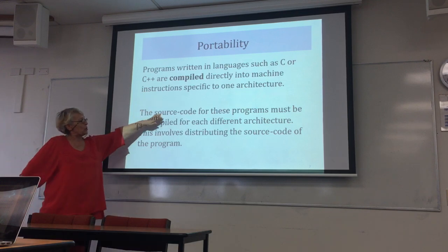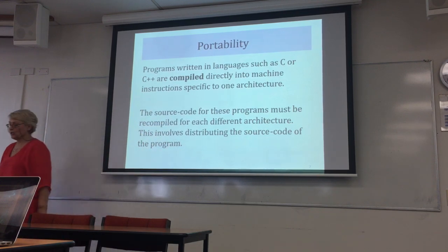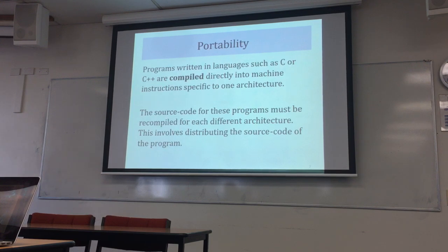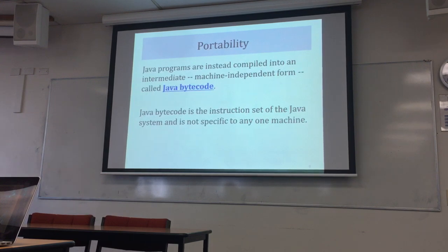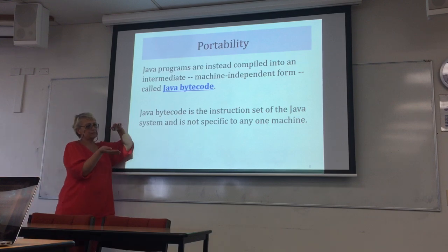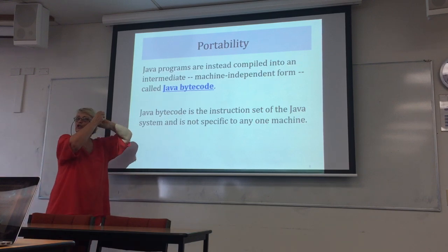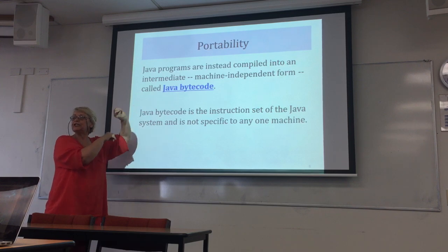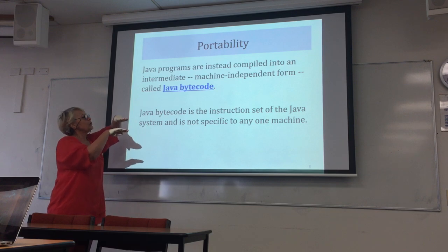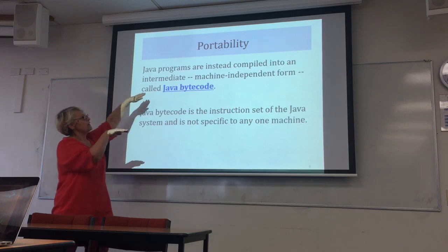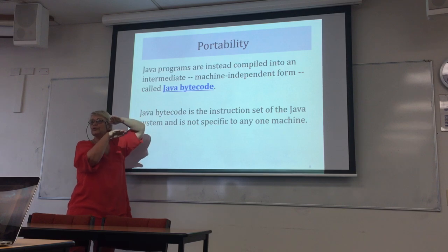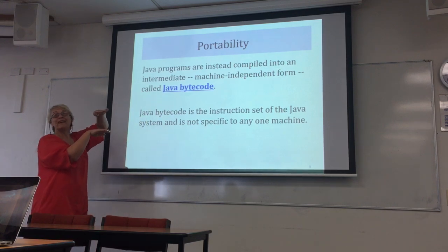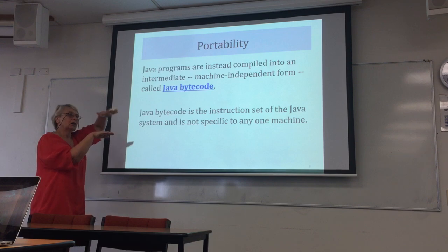So the source code has to be recompiled for each operating system, Linux, Windows, whatever. In Java, this is not the case, because Java programs are compiled by the Java compiler, which the JDK provides, into an intermediate level called Java bytecode. This is what makes the Java programming language portable.